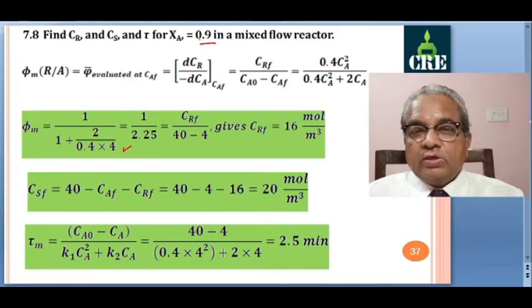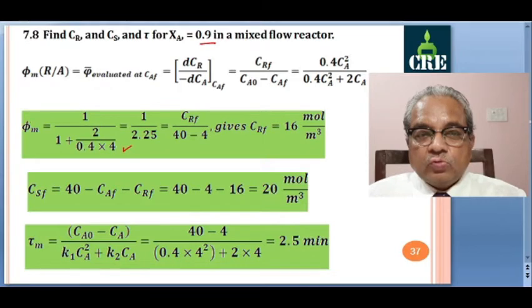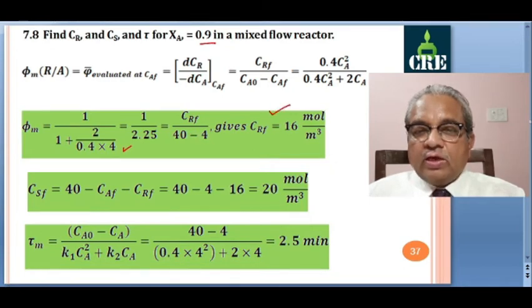Ca0 is 40 and conversion is 90%, which means Ca will be 4. So the overall yield in the mixed flow reactor is 1 by (1 plus 2 divided by 0.4 times 4). That is, after 90% conversion Ca left is 4, while initially you start with 40. So this gives 1 by 2.25, which is equal to CRF divided by (40 minus 4). You solve for CRF, it is 16 moles per meter cube.